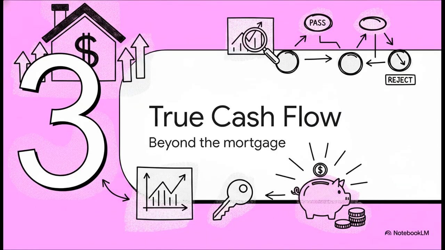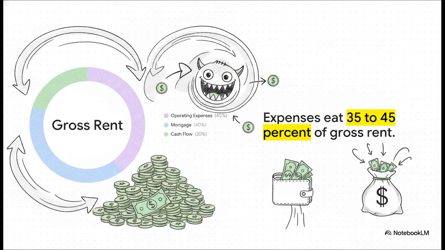All right, Section 3, true cash flow. Once a property passes that initial ratio test, we move to the second step of our framework, calculating the real cash flow. You know, the absolute biggest mistake novice investors make is only subtracting the mortgage from the gross rent to figure out their profit.